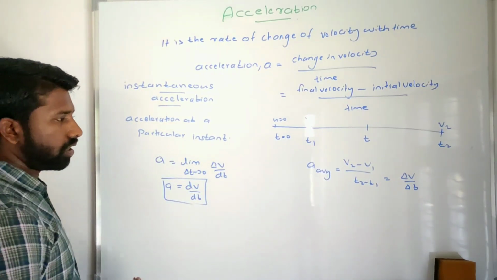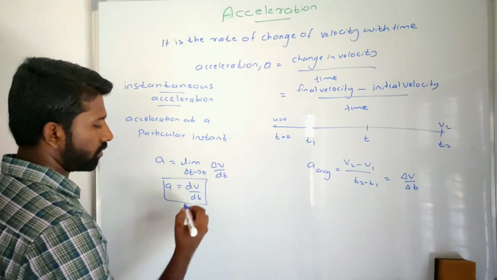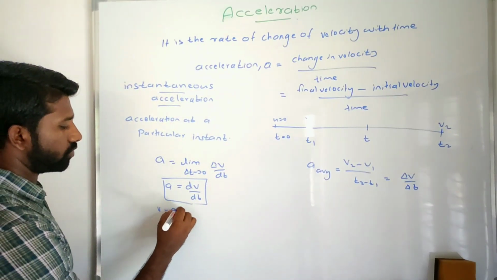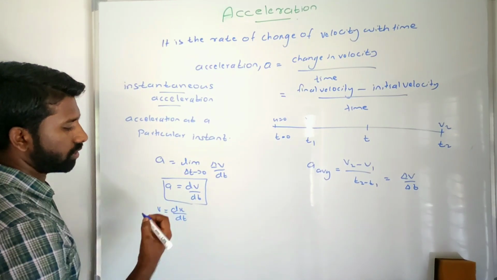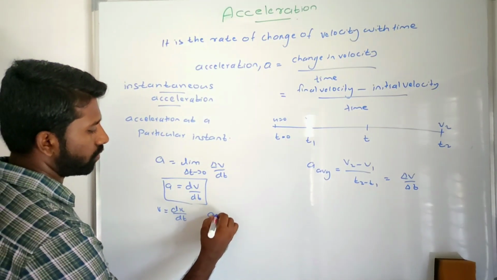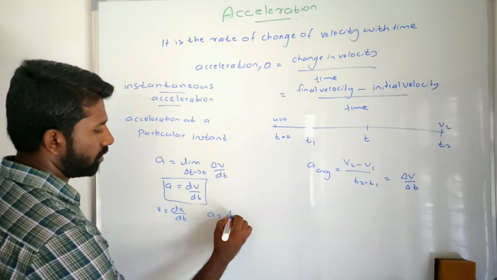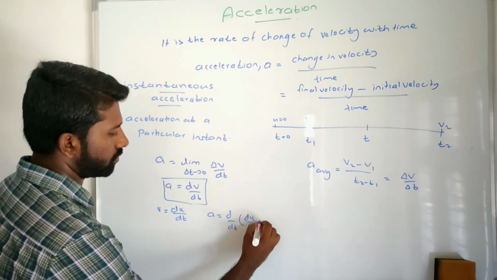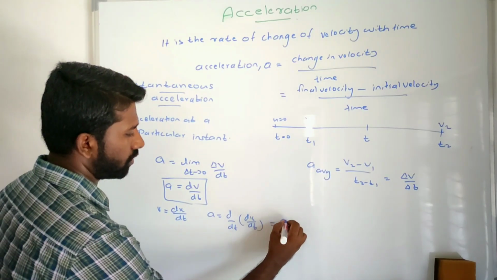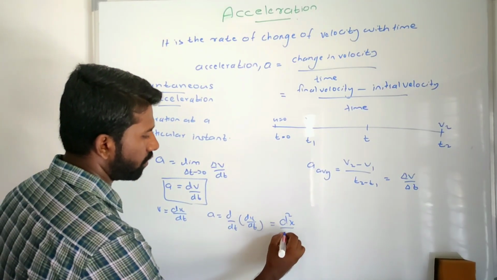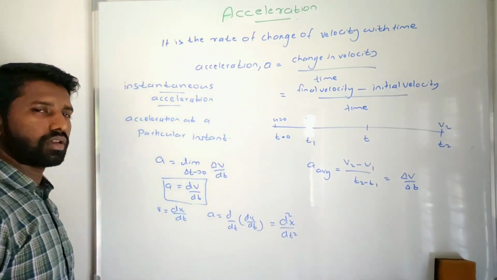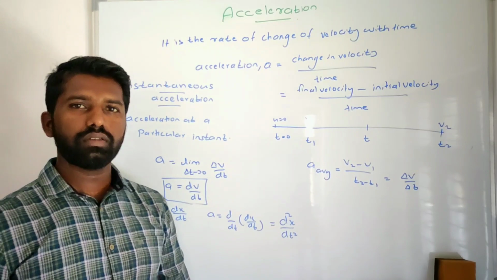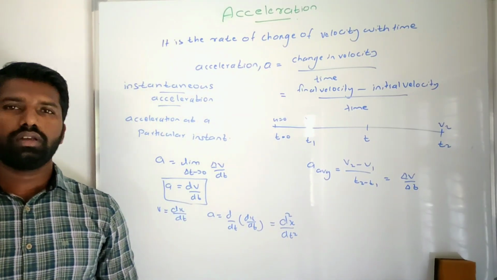This also we can write like this, because v is equal to dx divided by dt. Substituting it here, a is equal to d by dt of dx by dt. So what do you get? That is d square x divided by dt square. This is the acceleration in another form. That's all about the acceleration.